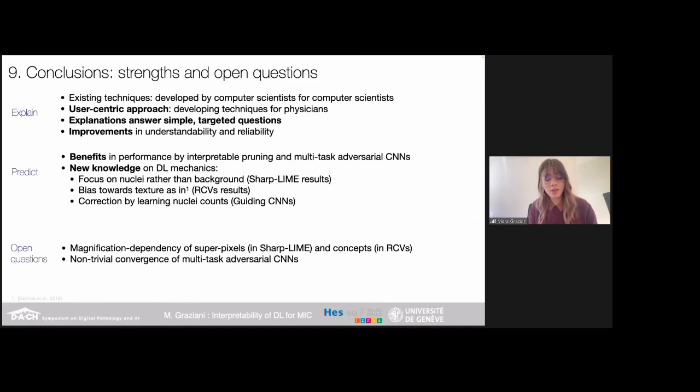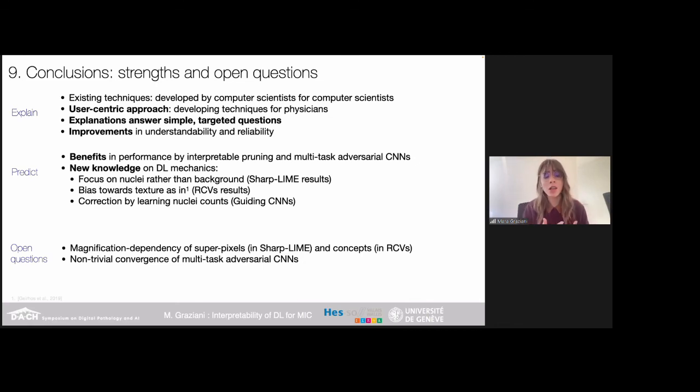According to my results, CNNs seem to be paying more attention to the nuclei than the background in these histopathology images. And actually there is some bias towards texture that is inherited from pre-training on ImageNet, and it is maintained also after fine-tuning on the histopathology images. But this bias might be corrected, for example, by guiding the CNN to learn nuclei counts with the multitask adversarial architecture that I proposed before.